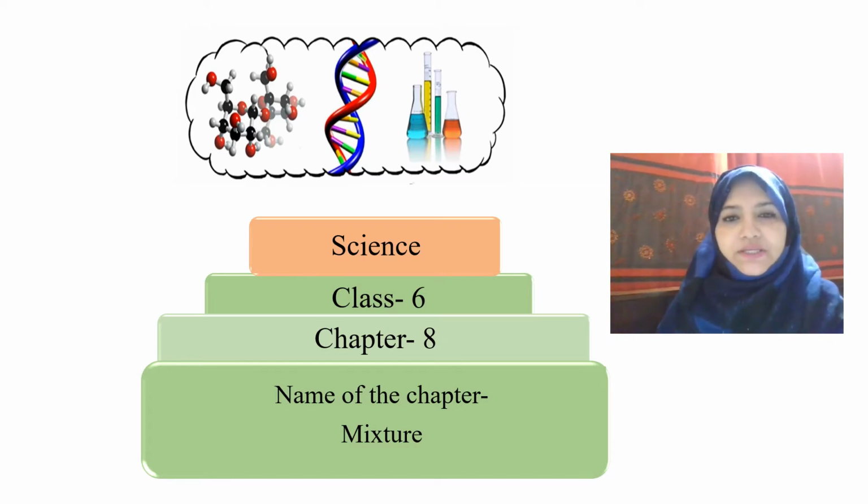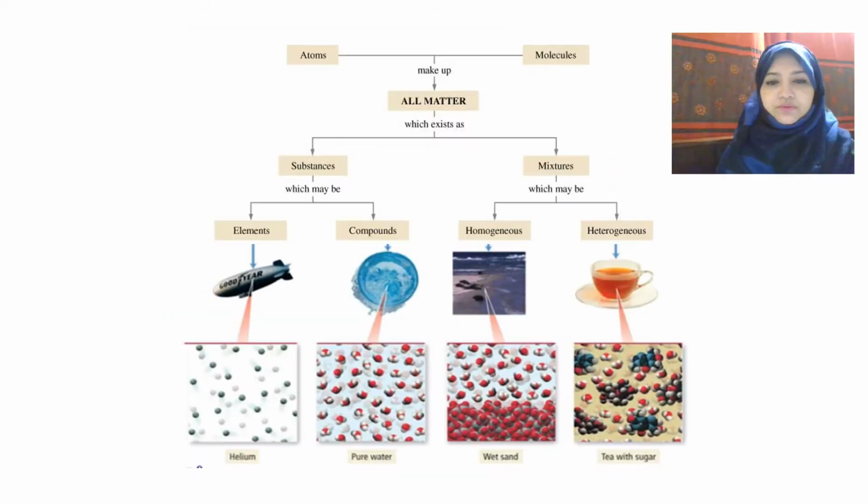Welcome to our today's science class, and today I will start a new chapter, chapter 8. The name of this chapter is mixture, and we know all matters are made up of some very tiny particles which are known as atoms or molecules. And these matters are mainly classified into two types. One is pure substances and another is mixtures.